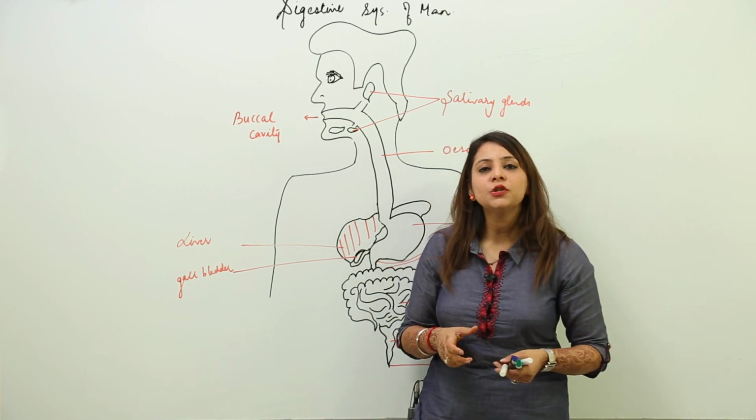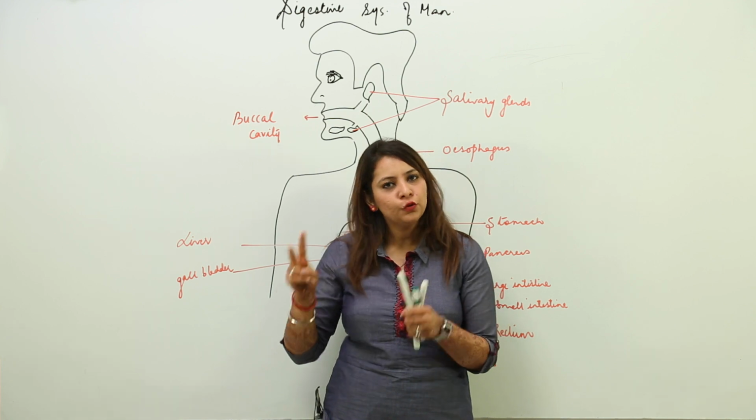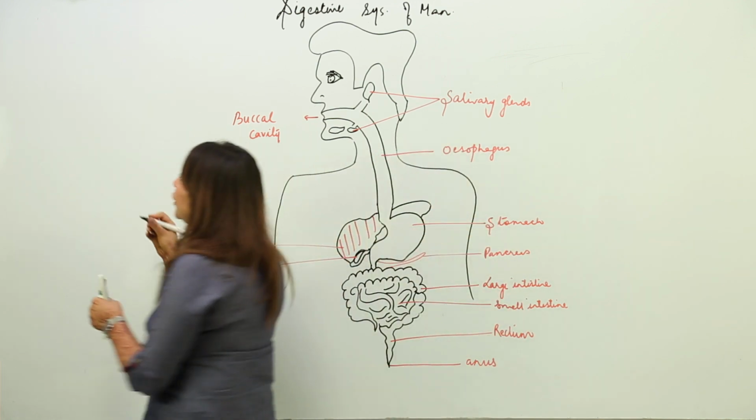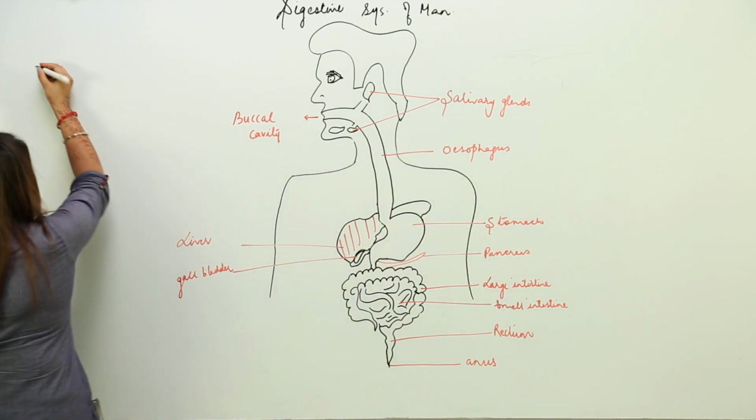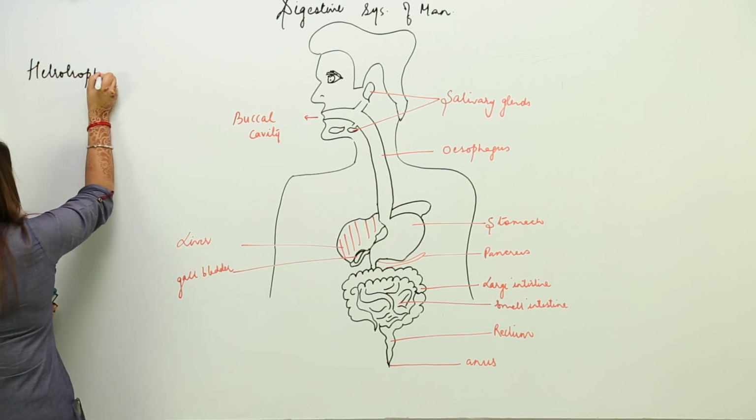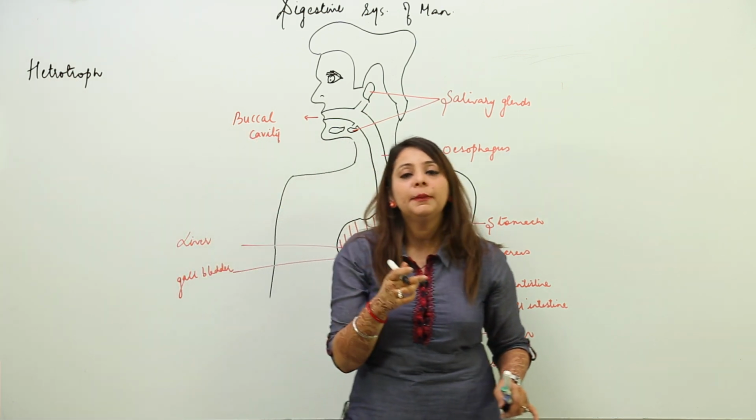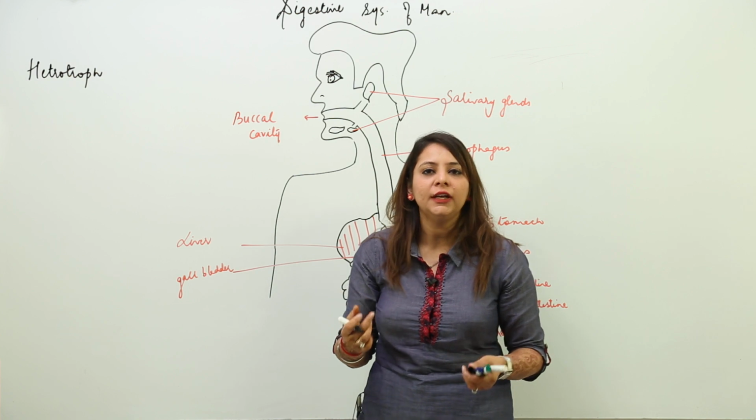Now we are going to start with the human digestive system. As you already know, we have two modes of nutrition: one is autotroph, the other is heterotroph. Out of that, man is a heterotroph. Heterotroph means he cannot prepare its own food. The man cannot prepare its own food, depends upon autotroph directly or indirectly.